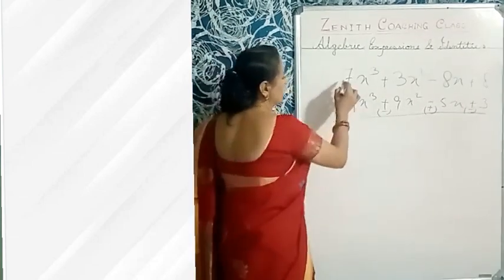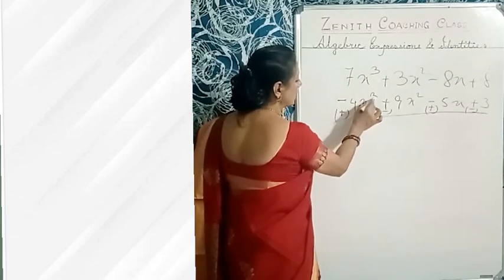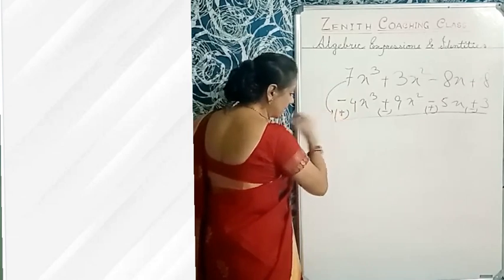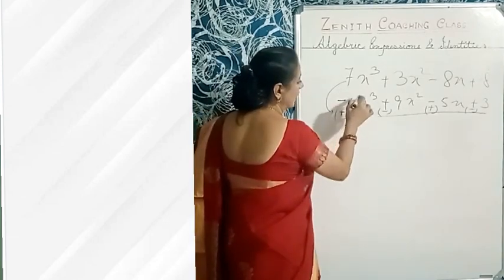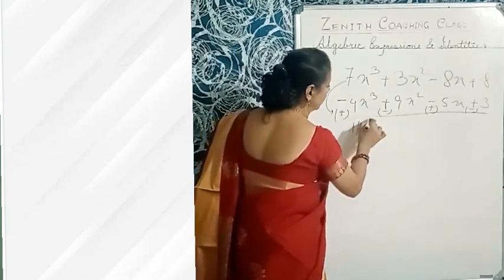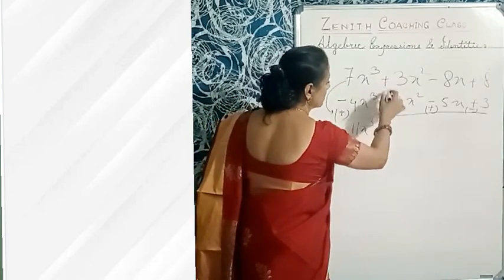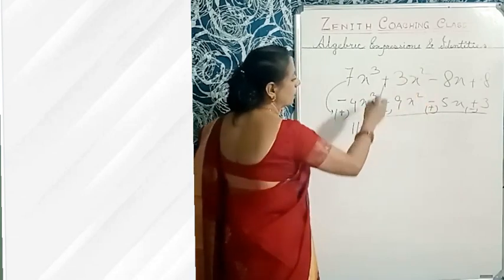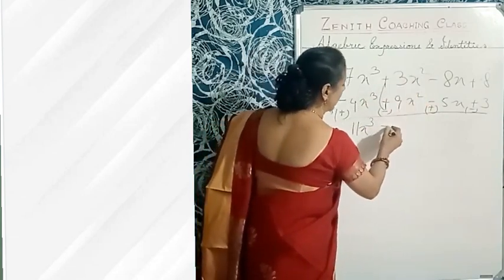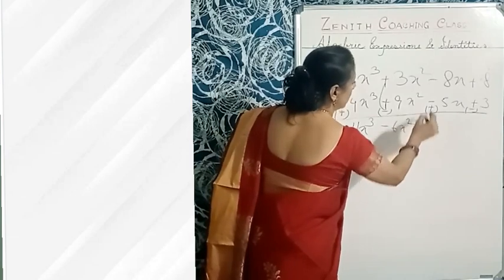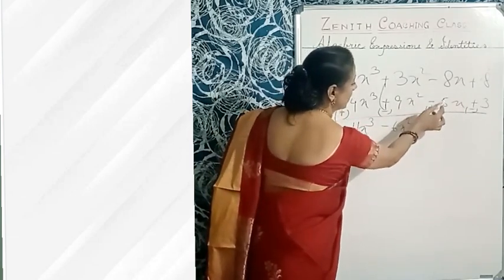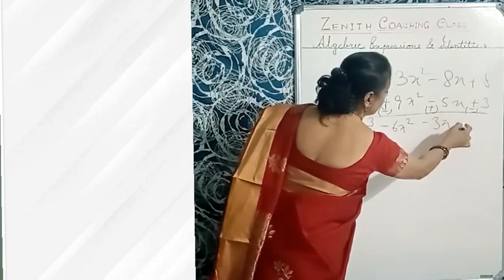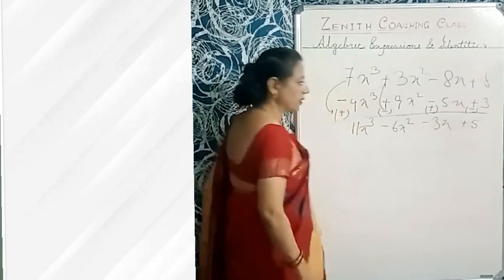Now 7x cube plus 4x cube. Forget the minus sign, deal with the plus sign. So 7 plus 4 is 11x cube. Now plus 3x square minus 9x square: plus 3 minus 9 is minus 6x square. Now minus 8x plus 5x is minus 3x. Now plus 8 minus 3 is plus 5. Understood?